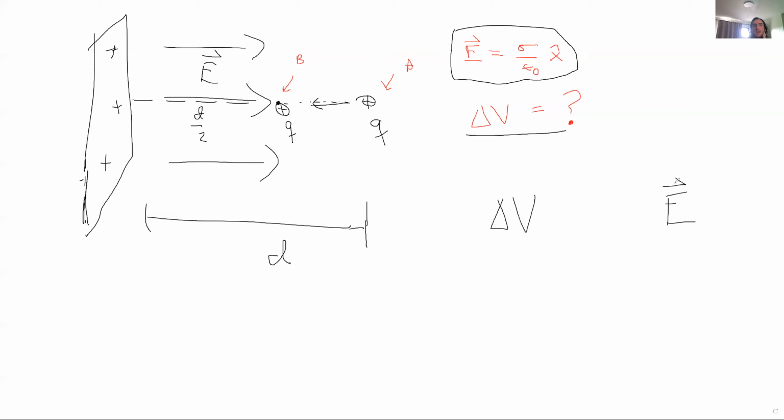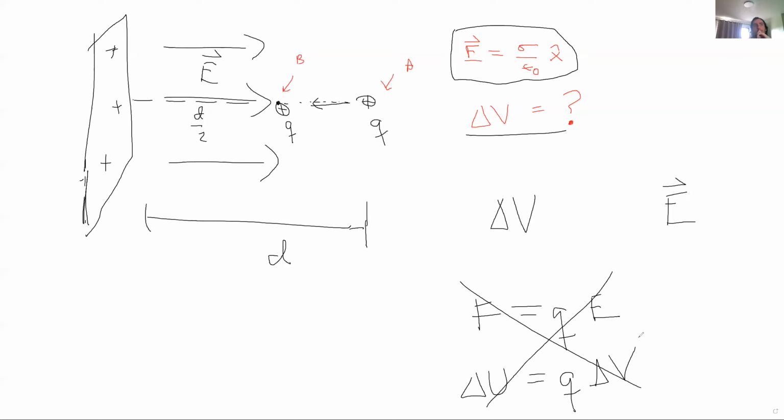Does anybody have any ideas? V equals Q times E. No, that is not a formula that I have ever written down. You're probably thinking of F equals Q times E, or delta U equals Q times delta V. So no, these are not going to help us. Certainly V does not equal QE.